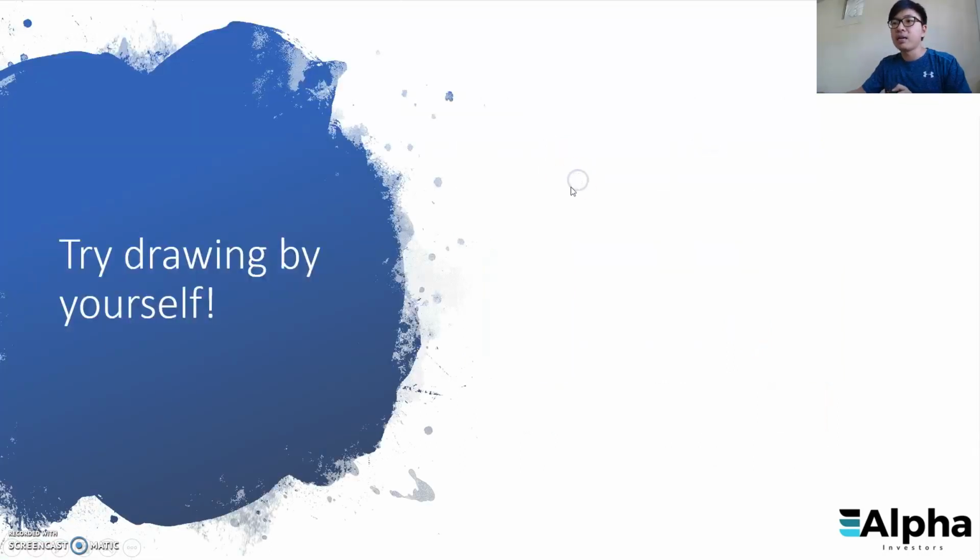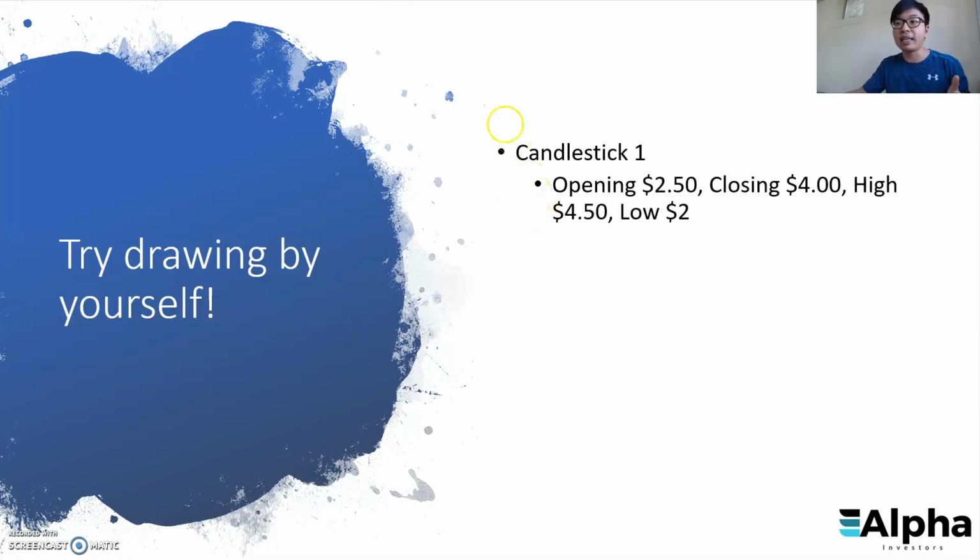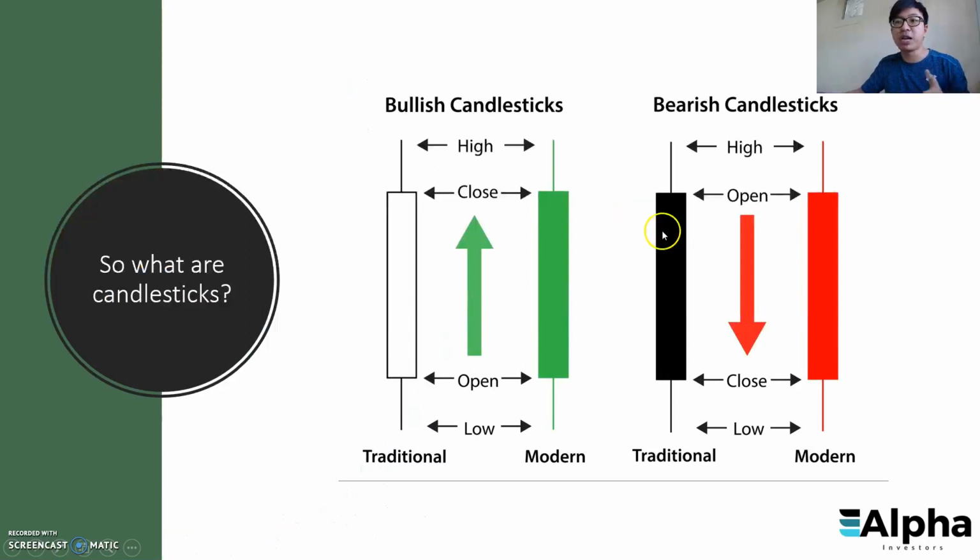Alright? So now, we'd like you to try it by yourself. If you are at home, if you have a piece of paper and a pen, try it out yourself. First and foremost, draw a candlestick with an opening price of $2.50, closing at $4, with a high of $4.50 and a low of $2. Now you can use this picture as a reference on how you can draw the candlestick yourself.